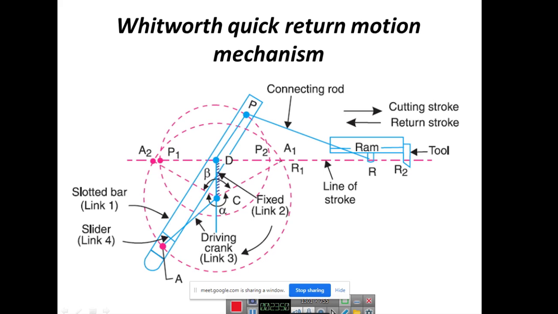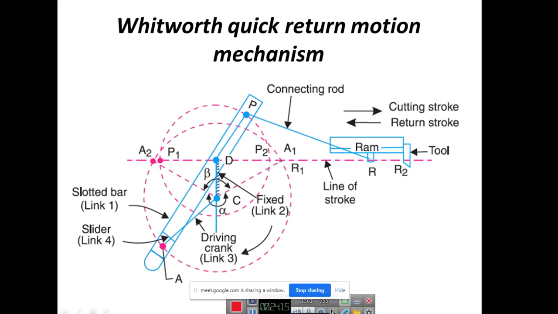In the same way we have one more quick return mechanism, that is the Whitworth quick return mechanism. This is also used in the shaping machine. In this case, the fixed link is link 2 here, that is the crank itself is fixed here. So it is going to oscillate in two different directions: one is the inner part at point D and another at this point C.